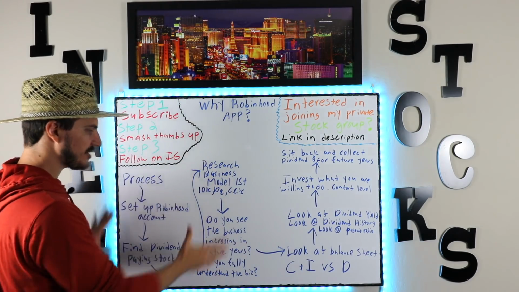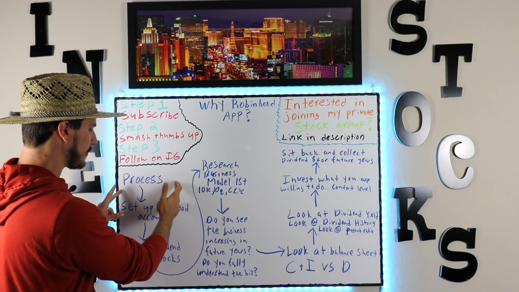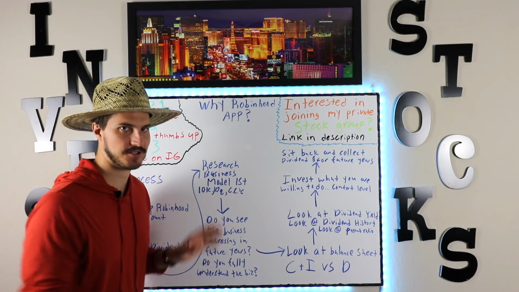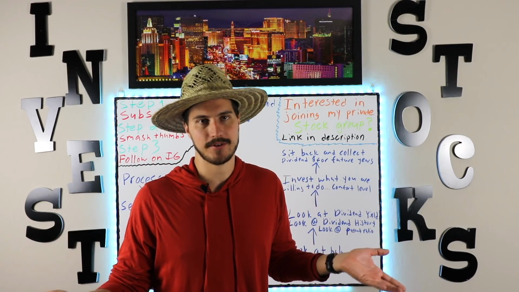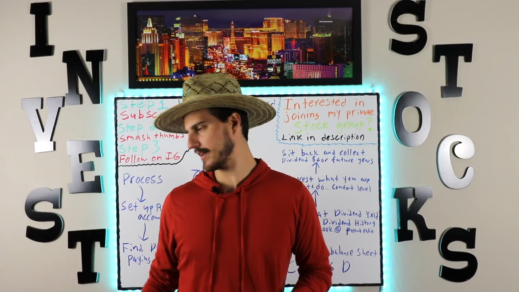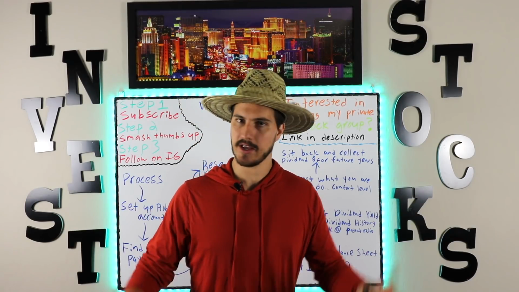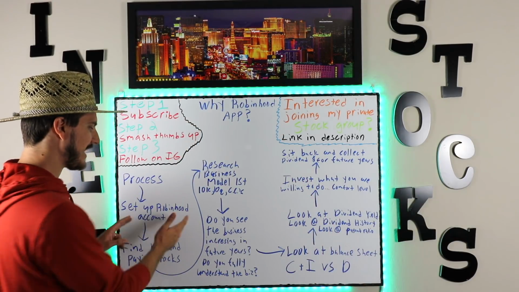So what is the process you need to go through here, okay? The process starts with setting up a Robinhood account because you can't make passive income, you can't make any dividend investing money if you don't have your Robinhood account set up. So first thing is you need to set up that account. It's pretty much like setting up any bank account. You put in your information and whatnot, you get that up and rolling, okay?